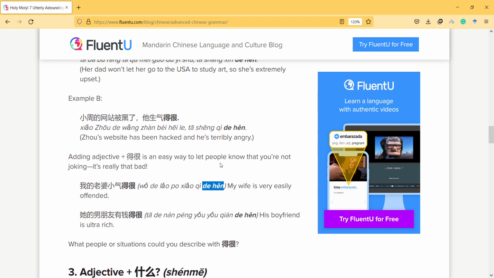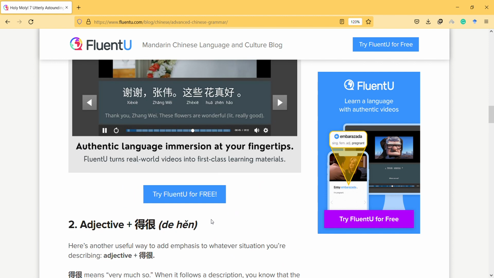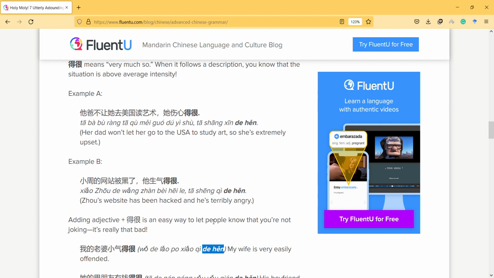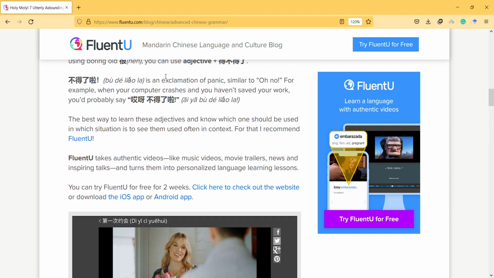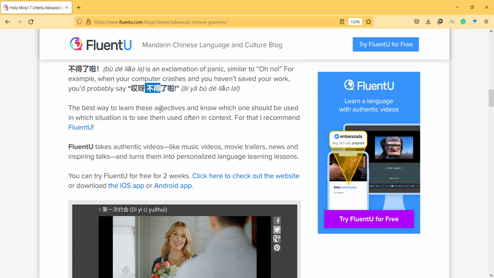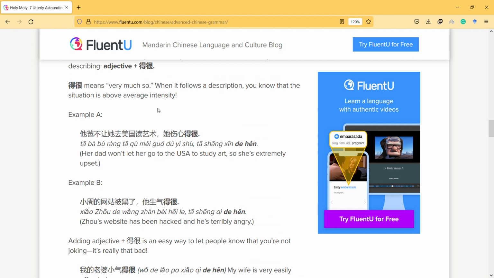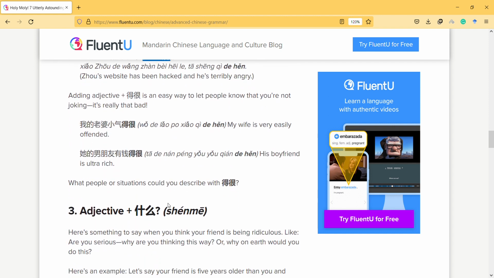But what's the difference between the hen and the last one? Is it used in a positive situation? No, they are almost the same, extremely, similar. So we can use in this situation 他生气得很, he's so mad, or 他生气得不得了. They're all correct.